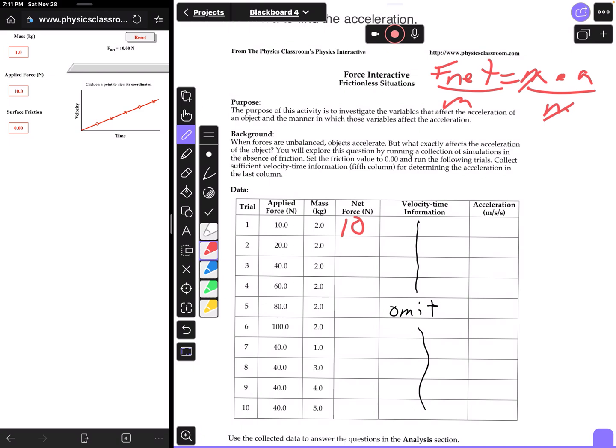So for the first one here, I had a net force of 10. I divide that, 10 divided by 2. My acceleration would be 5 meters per second squared. And you're going to do that for each one of these trials, set up the way it tells you to, and figure out your acceleration.